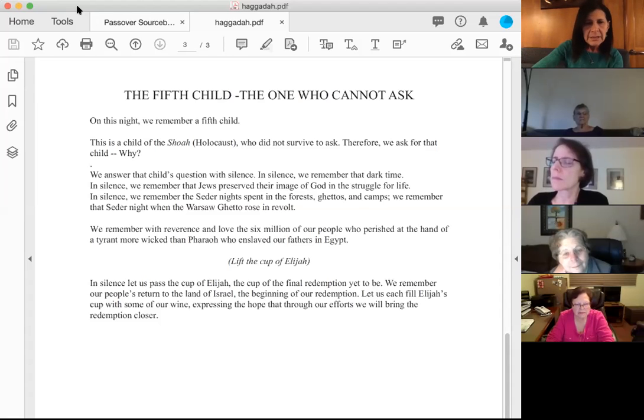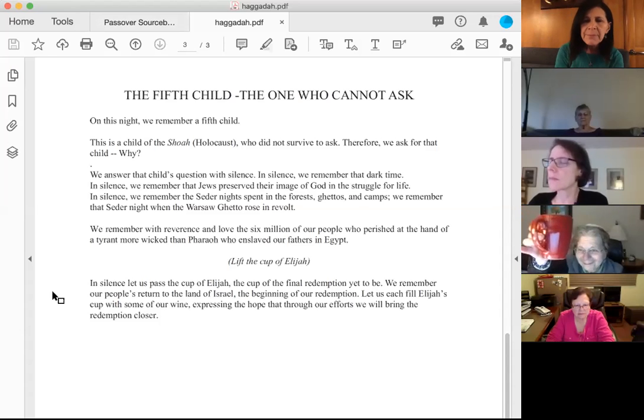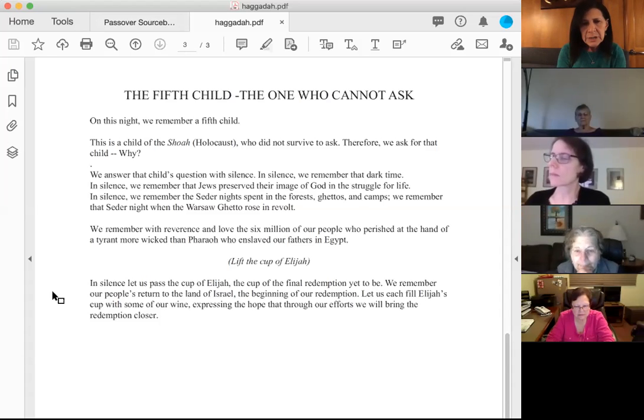And then we take Elijah's cup, and in silence let us pass the cup of Elijah, the cup of the final redemption yet to be. We remember our people's return to the land of Israel, the beginning of our redemption. Let us each fill Elijah's cup with some of our wine, expressing the hope that through our efforts we will bring the redemption closer. Thank you.